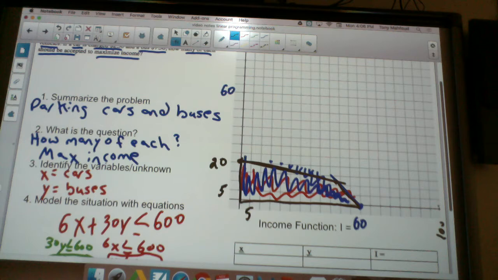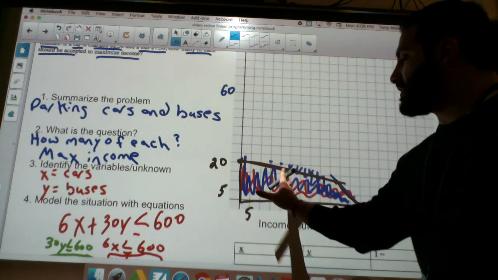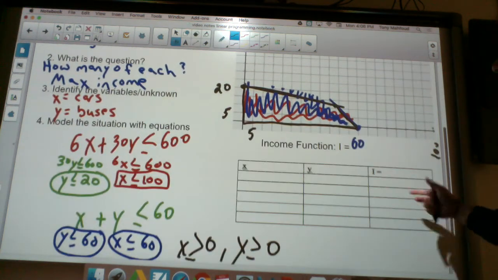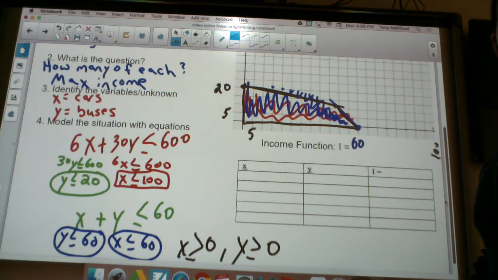Please make sure you have this on your graphs, and then part B will let you know, what do I do with this feasible region? How do I create this income function? And how do I go and evaluate everything else after that?